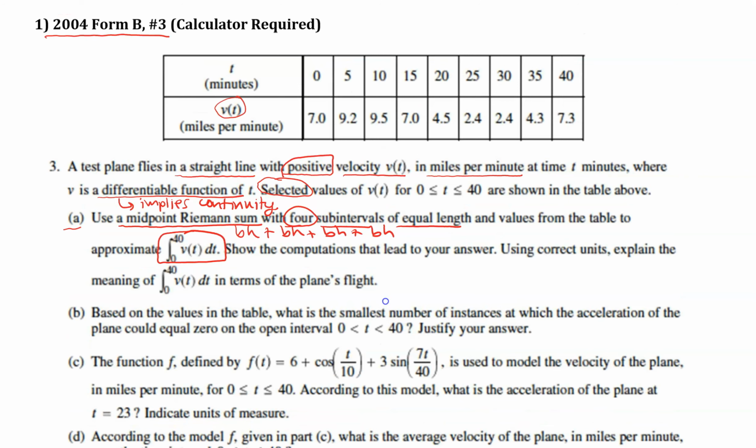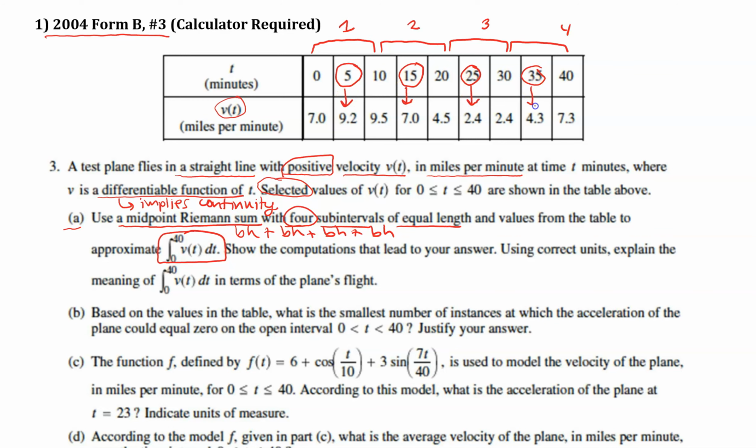So the subintervals need to have a midpoint. So it wants us to break 0 to 40 into 4 subintervals. So those will each have a base of 10. So this would be interval number 1. This would be interval number 2, number 3, and number 4. And you can see that in each interval, there's 3 points, a left endpoint, a midpoint, and a right endpoint. So it's these midpoint values that we are going to use to determine the height of each rectangle.